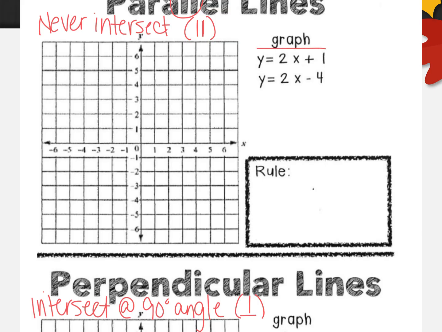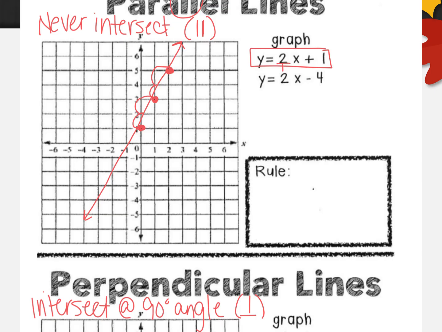So I'm going to graph this first one in red. I'll graph the second one in blue. We have graphed a lot of y equals mx plus b. Where do we start to graph 2x plus 1? At the plus 1. And then what does this 2 represent? This is my slope. So we're going to rise 2 and run 1. And you can do that a couple of times if you need more than one dot. And we're going to draw our line.